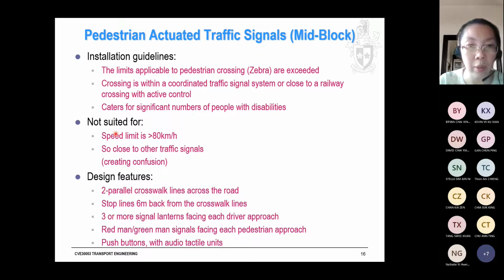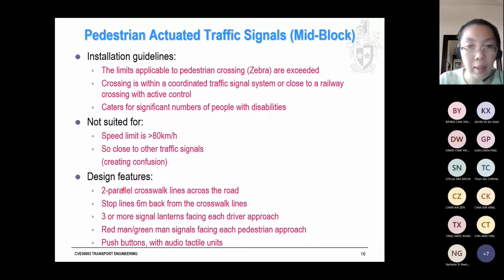All right, so it is not suited for areas where the speed limit is greater than 80 or very close to other traffic signals. We are talking about mid-block, so it has to be in between two intersections. But if the two intersections are signalized and very close to each other, then we don't put a mid-block crossing anymore. It creates confusion, and people can actually go to the intersection and cross there.